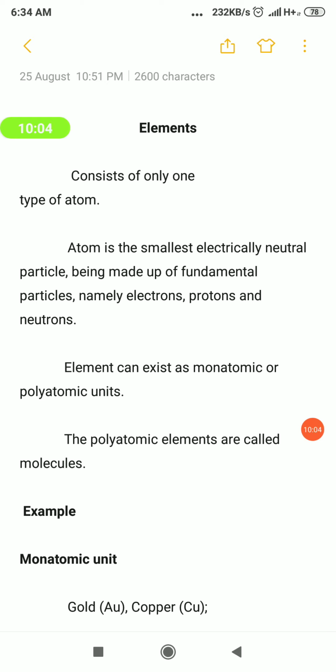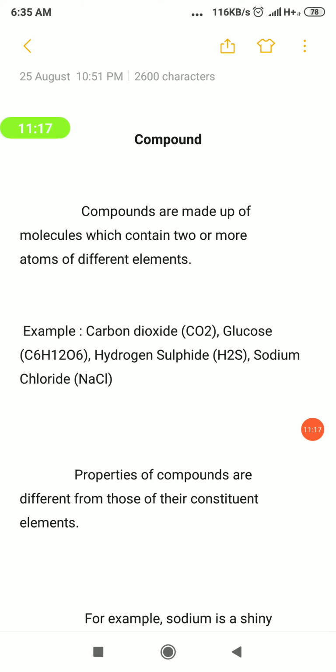Okay, so compounds are made of molecules with two or more atoms of different elements. The examples are first carbon dioxide, formula CO2. It's made by carbon atom and oxygen atom. Then glucose, its formula is C6H12O6. Then hydrogen sulfide, H2S, sodium chloride, NaCl. So these are examples for which one? The compound. Okay, and the properties of compounds are different from that of the elements.